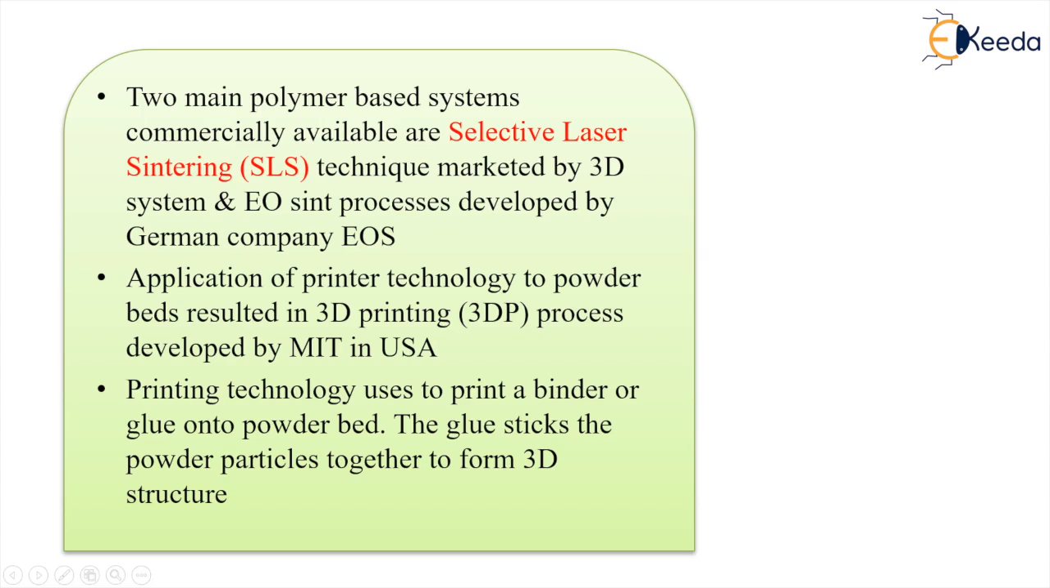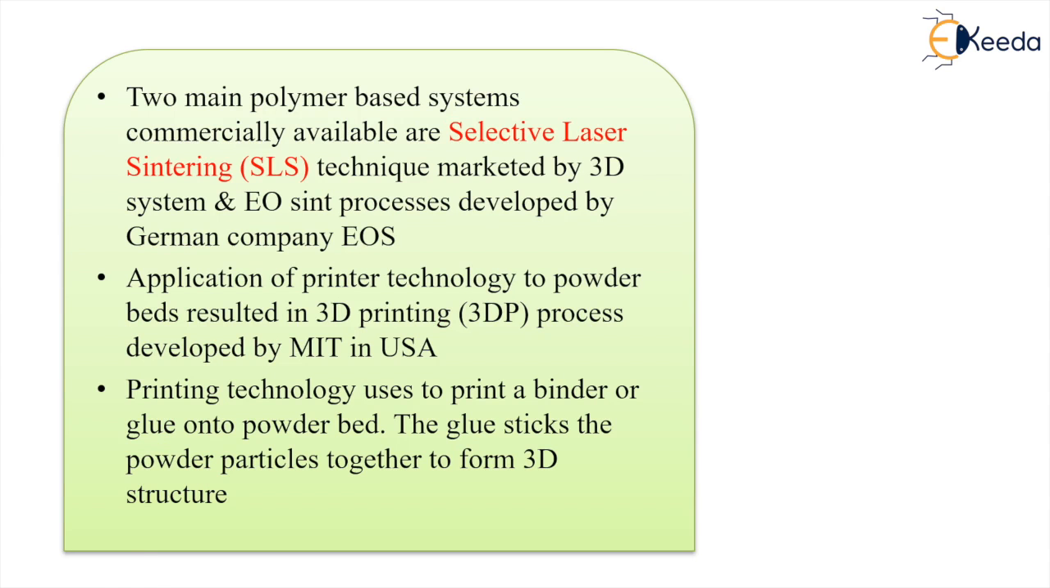The two main polymer-based systems commercially available are the selective laser sintering, known as the SLS technique, marketed by 3D Systems, and the EOSINT processes developed by the German company EOS. The application of printer technology to powder beds resulted in the three-dimensional printing or 3DP process, developed by MIT in the USA. The printing technology is used to print a binder or a glue onto a powder bed. The glue sticks the powder particles together to form a three-dimensional structure.